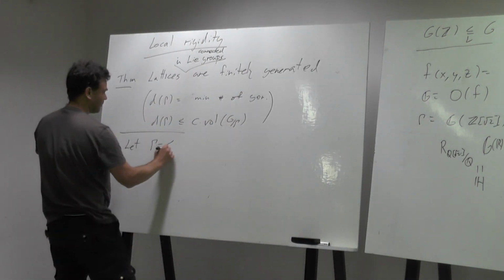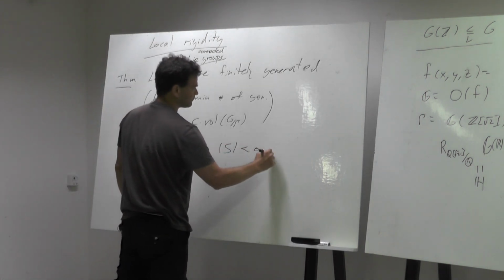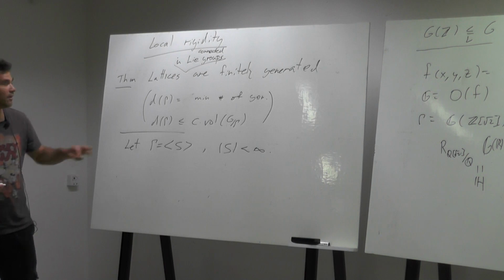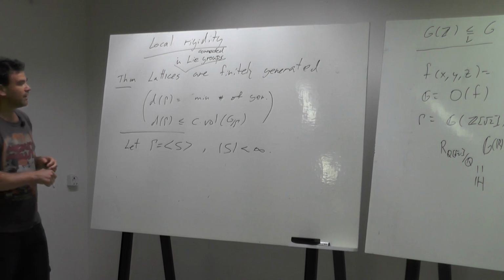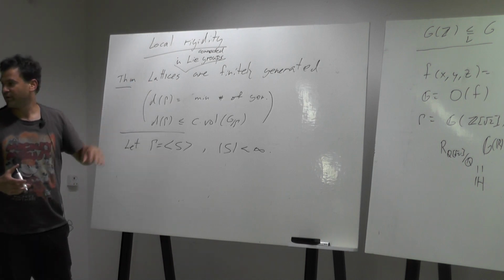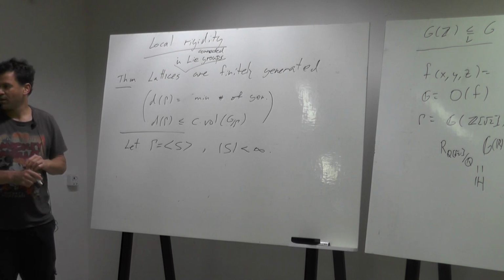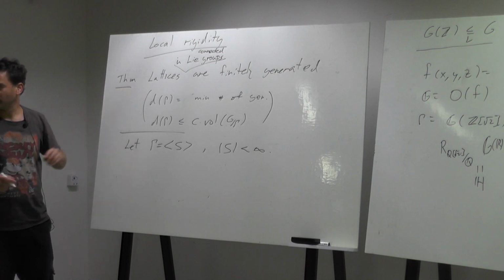So gamma is a group generated by S, where S is a finite set. And they are also finitely presented. This bound is true in general, even with torsion.